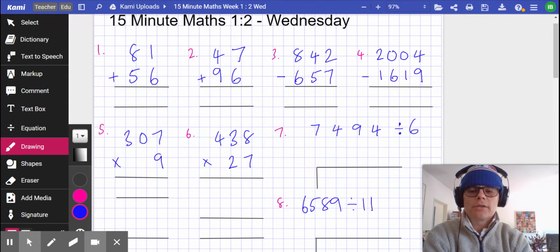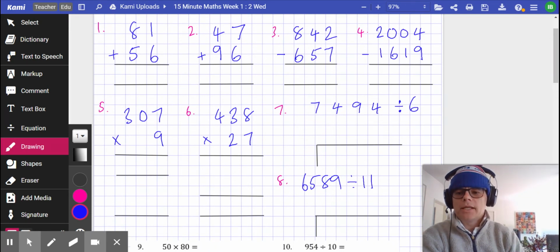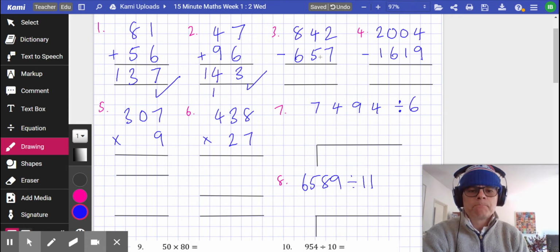So here we are, 15-minute maths, video 2, the Wednesday. Let's go through now. 1 plus 6 in the unit, 7. 8 plus 5 in the tens, 13 tens, so 137. Well done if you got that one right. First up, 7 plus 6 in the units, 13, carrying the tens down below. 4 plus 9 tens is 13 tens, and one more 10 is 14 tens, 143.